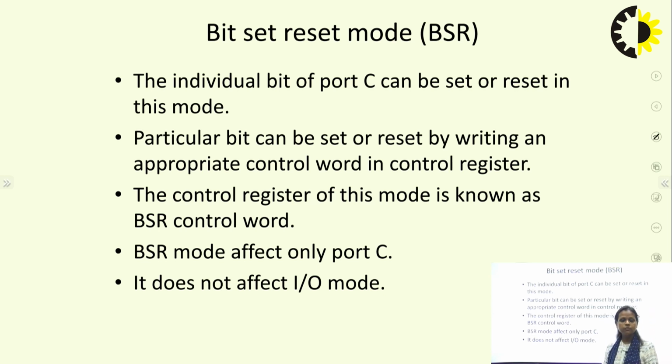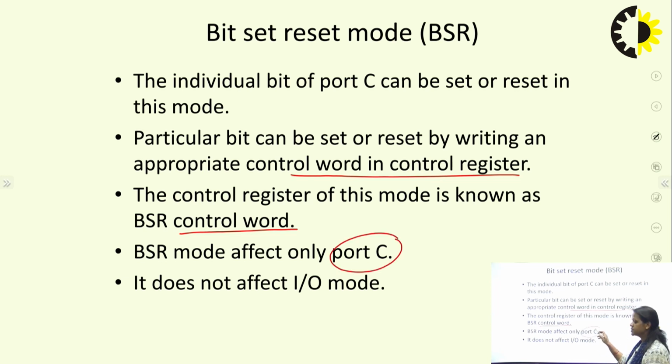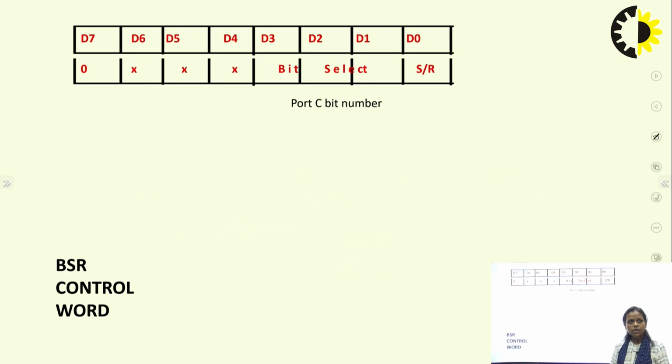This mode is basically for port C, and through this mode we can individually set or reset a particular bit by writing an appropriate control word in the control register. The control word of this mode is known as the BSR control word, and BSR mode affects only port C. It does not affect input output mode. This BSR control word is of 8 bits.